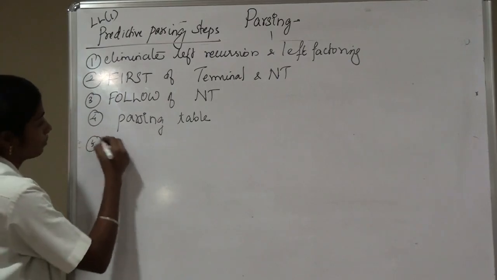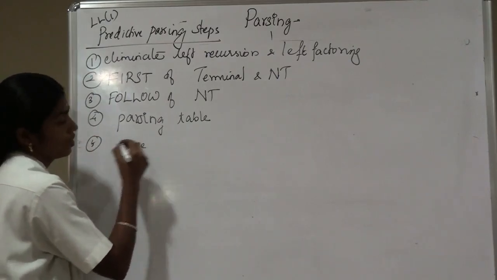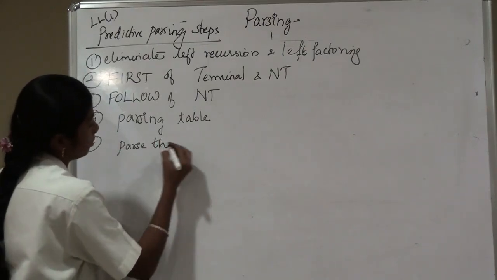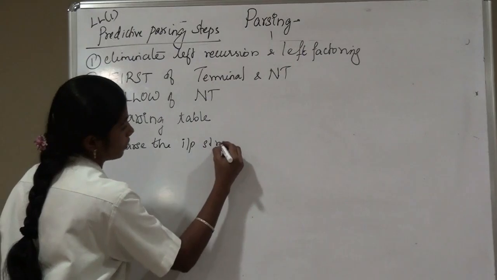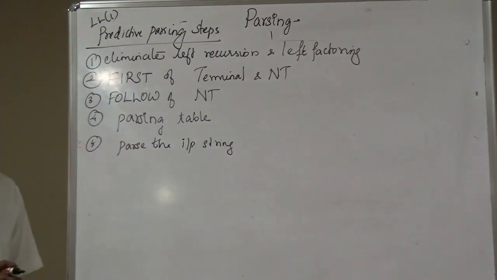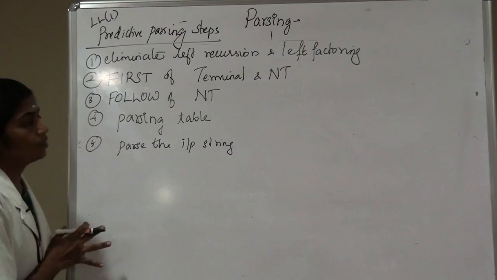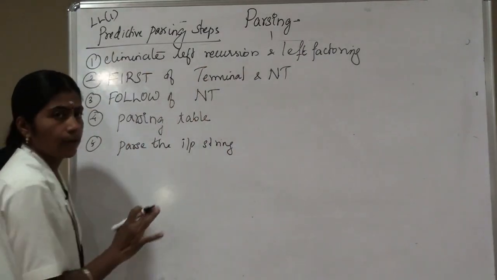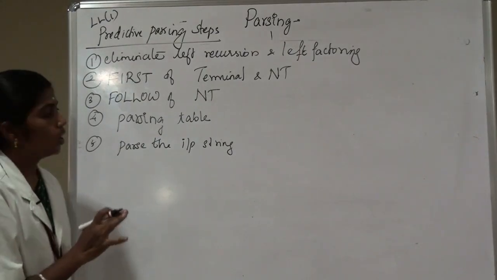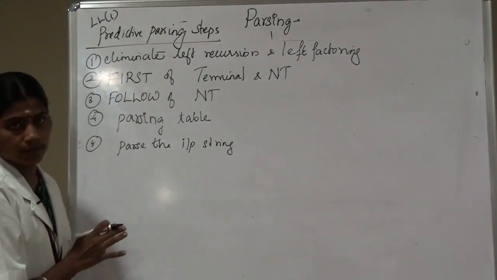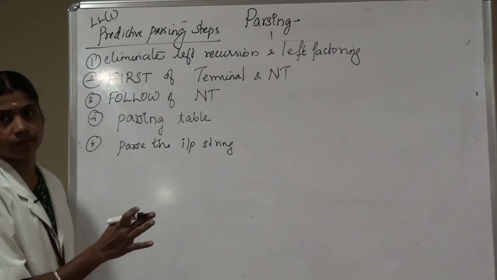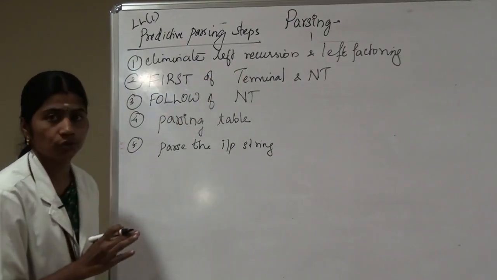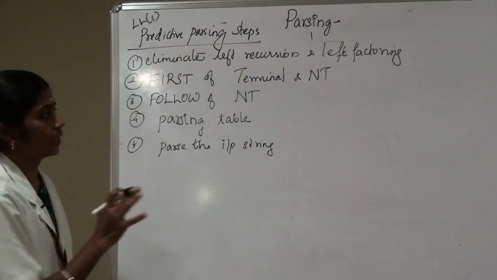And the fifth step is you check your grammar by taking a sample input string, so give the step name as parse the input string. These are the steps to be followed in order to parse a grammar with predictive parsing. I have told you the rules for left recursion and left factoring. Whenever a grammar is given, first check for left recursion and left factoring. If there is none, go for step number 2. If there is recursion or factoring, you eliminate it and go for the next one.